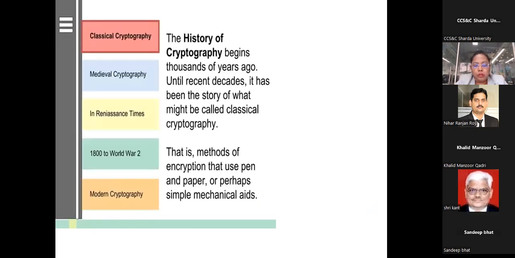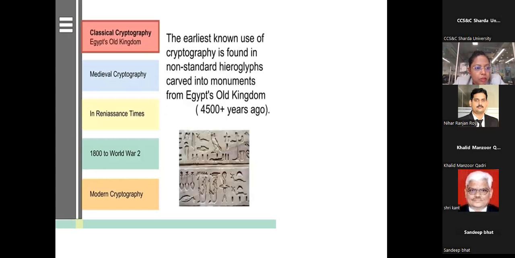Classical cryptography. The history of cryptography begins thousands of years ago. Until recent decades, it has been the story of what might be called classical cryptography. That's why I'm using the word classical cryptography. It is the method of encryption that uses pen and paper only, with no use of computers. That's why it is called classical, or perhaps simple mechanical aids.